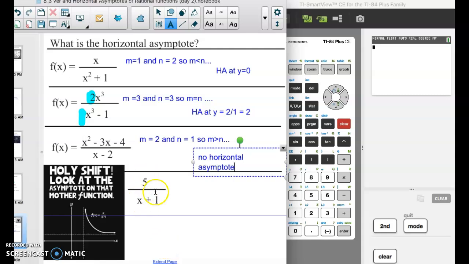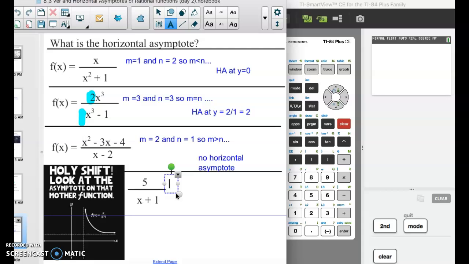In this case, you could use your shifts from the transformations, right? Funny joke. You could say, "Holy shift! Look at the asymptote on that mother function." Or you can use the rules. If it's a shift, it's not going up or down at all, so we already know that the horizontal asymptote is at 0, and the +1 in the denominator indicates that it would move to the left 1, and so it would be a vertical asymptote at -1, horizontal asymptote at 0.